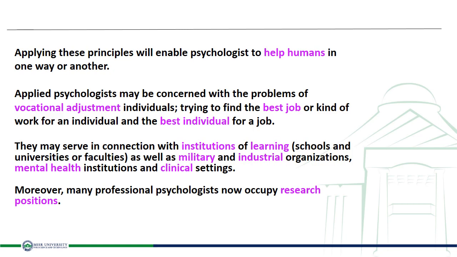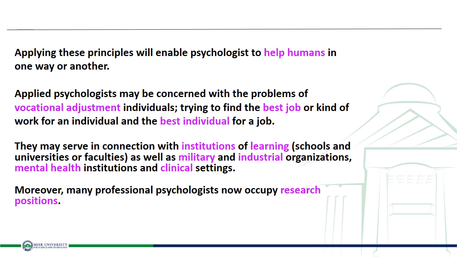The question now is, why are we interested in applying the psychological laws and the principles? Why are we interested in applying these psychological theories? The answer is because applying these principles, these theories, these laws will enable us to help humans in one way or another. For example, applied psychologists may be concerned with the problem of vocational adjustment of individuals, trying to find the best one for a job and the best job for one, and dealing with the vocational problems.